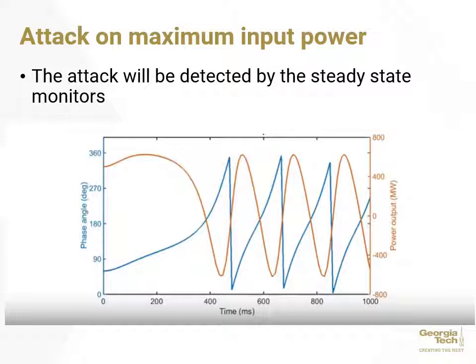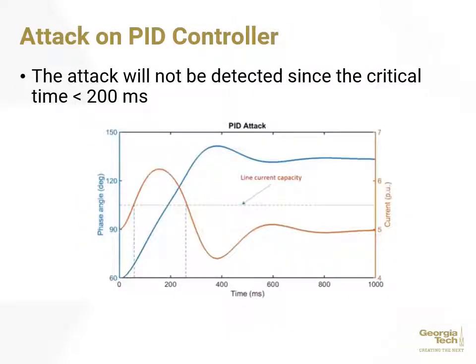Now the attack on maximum input power. In a normal scenario, if you have the maximum input power, it will be detected by the steady state monitors. Based on the phase angle and the time, as the time increases in that state, you can detect it. But the attack was simulated using a PID controller, so in this case the attack will not be detected. Here, the critical time: we mentioned that there's a time bound horizon, and in that time frame they launched the attack.